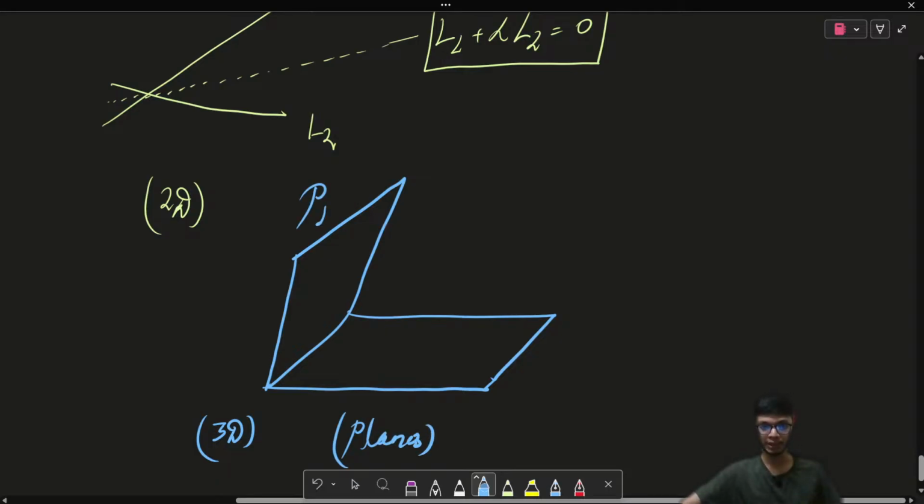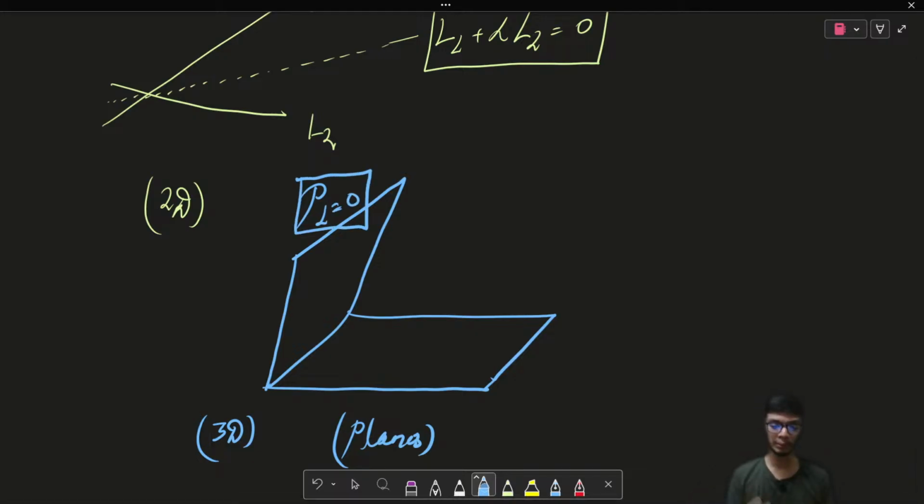Let us say the equation of the first plane is given by P1 equal to 0. Now what do we mean by P1 equal to 0? It is very simple. Whatever is present on the left-hand side, ax plus by plus cz plus d, is equal to 0. That's what I am writing over here. So P1 denotes plane 1, and let us denote the equation of plane 2 as P2 equals 0. These are my two equations of the planes.